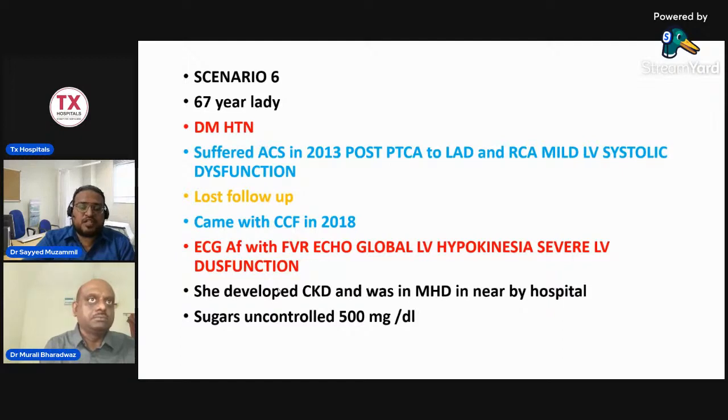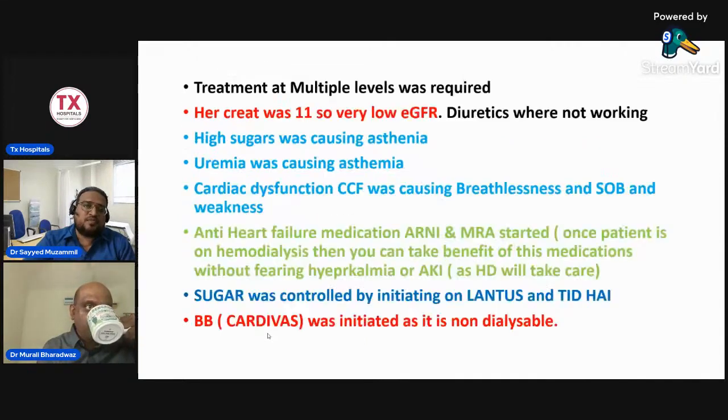Now she was in congestive cardiac failure, and the ECG showed atrial fibrillation with fast ventricular rate, while the echo showed global LV hypokinesia with severe LV systolic dysfunction. When I reviewed her file, I found that she is now a CKD patient on maintenance hemodialysis thrice a week in a nearby hospital, and her sugars were also uncontrolled, around 500 milligram per deciliter random blood sugar.